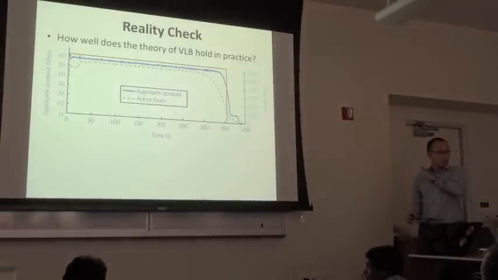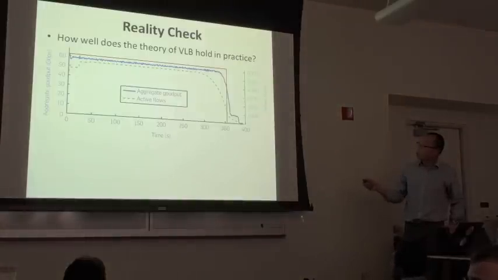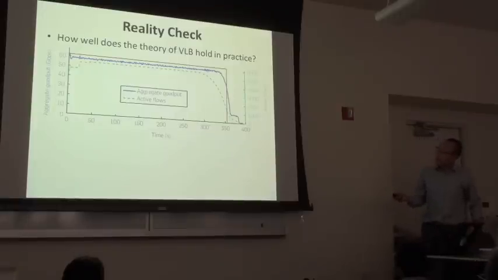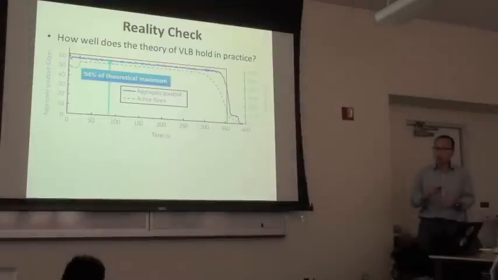If everything worked perfectly, you would see this aggregate curve dropping all at the same time at this moment. And as you can see, VLB is quite close to the theoretical maximum. It's actually 94% of that theoretical maximum. But I wanted to focus on this 6% suboptimality. Why is this happening? First of all, as I told you, we're doing per-flow random spreading. That can introduce some suboptimality.